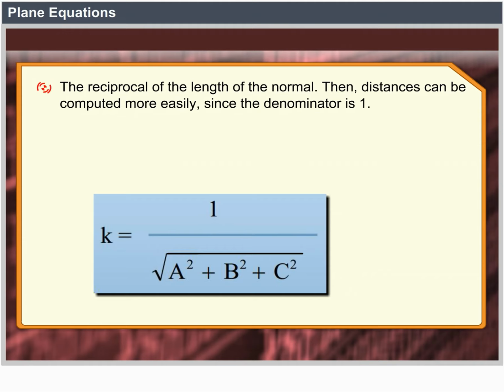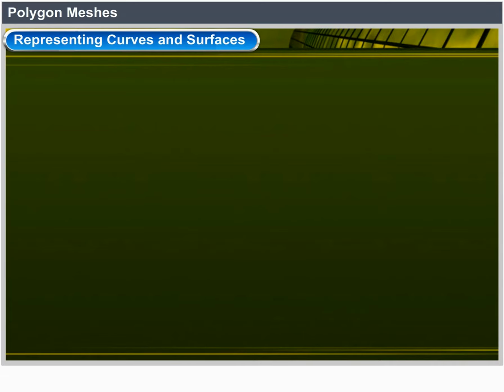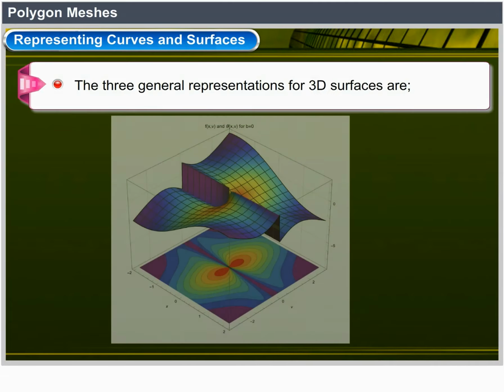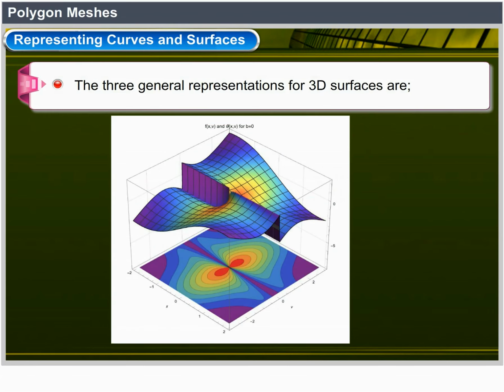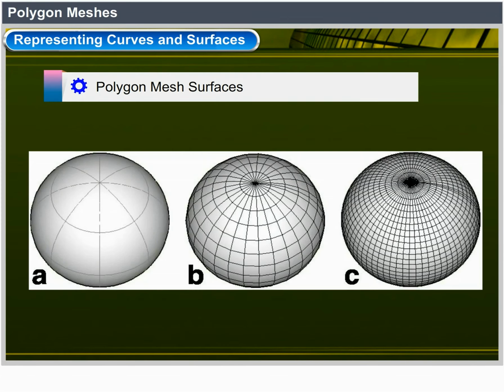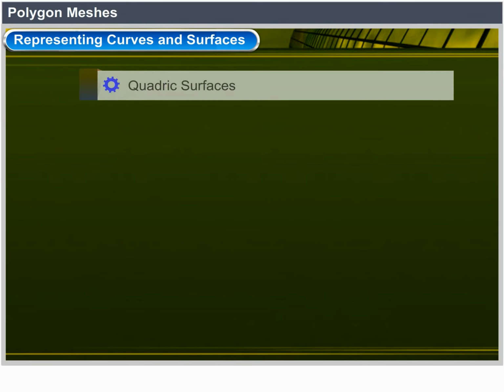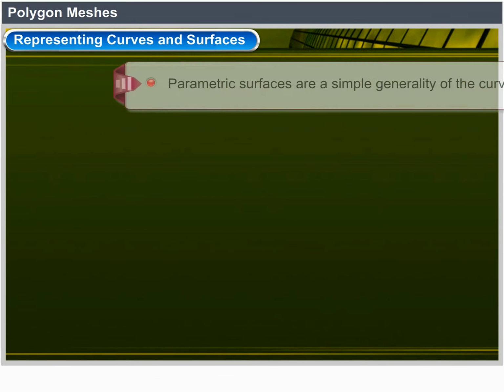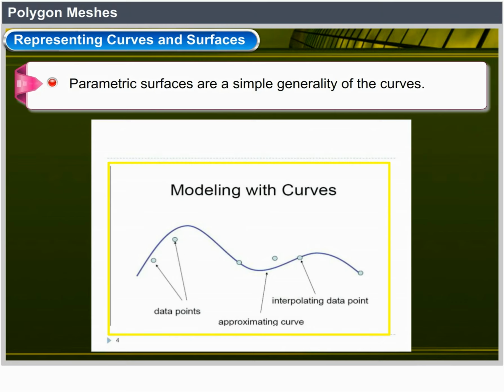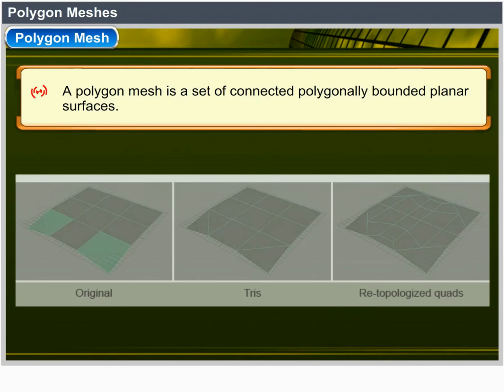Polygon meshes representing curves and surfaces. The three most common representations for 3D surfaces are polygon mesh surfaces, parametric surfaces, and quadric surfaces. Parametric surfaces are a simple generalization of the curves. Polygon mesh. A polygon mesh is a set of connected polygonally bounded planar surfaces.